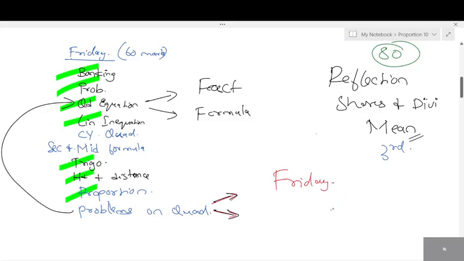Friday from morning to evening. Evening around, what time shall I conduct? 5 o'clock? No, not 5. 6 o'clock. What time can I attend? Friday. 6 p.m. to 8. This is only 2 hours. 60 marks is only for 2 hours. 6 to 8 p.m.